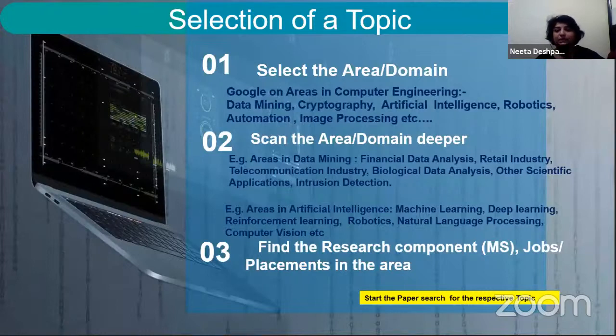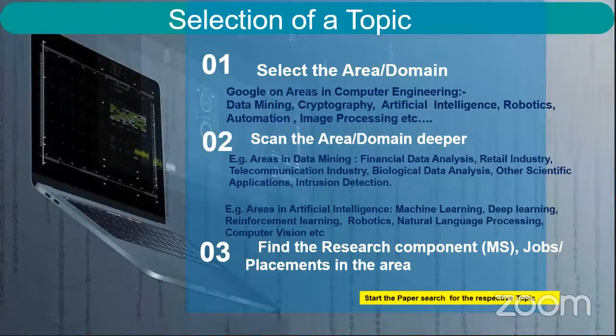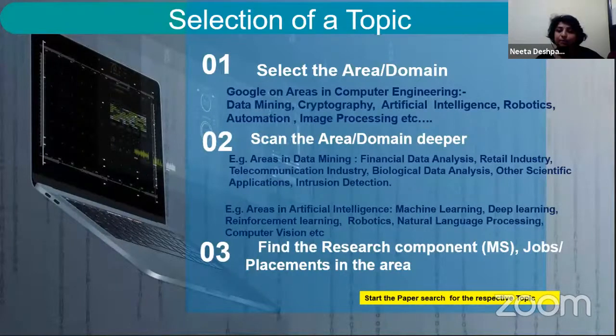And second important thing is we need to know how industries are using or working in this particular area. So if you want to develop a project or a product in this particular area, then we need to see where the placements are available in this area, what are the areas in which a particular software industry is working, and what is the further scope in which we can go ahead. So we start searching a paper for the respective topic.